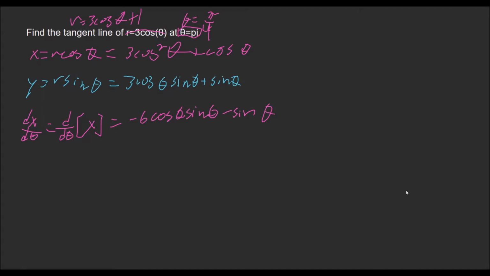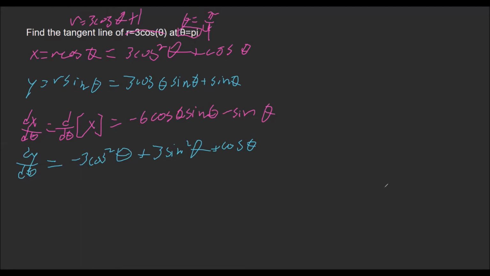And now we can find dy d theta, which is the derivative of y with respect to theta, as you can probably imagine. This is going to be a bit difficult. So we can say that this is equal to -3 cosine squared theta plus 3 sine squared theta plus cosine theta. Okay, so we have from here our dx d theta as well as our dy d theta.